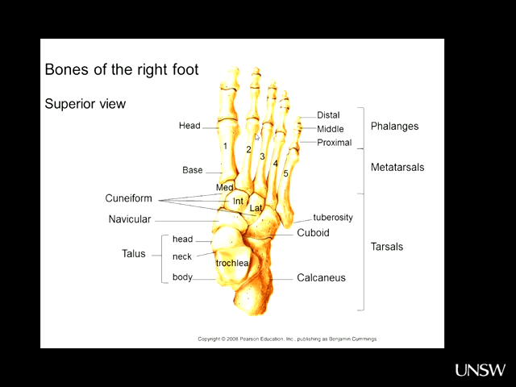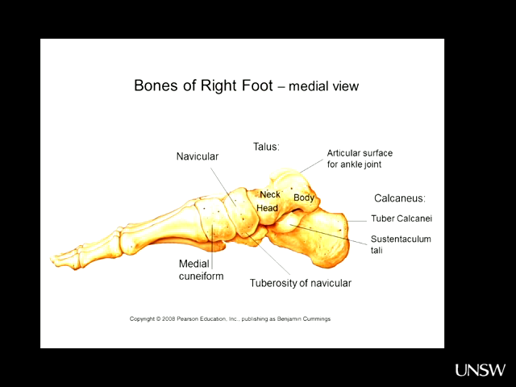So for the big toe, we have 2 phalanges, and then there are 3 phalanges for each of the other toes. Even your little toe has 3 phalanges. Sometimes they do fuse as we get older, though, in the small toes, particularly in the little toe. Okay? So those are the bones for the ankle, and this is a side view of those bones.